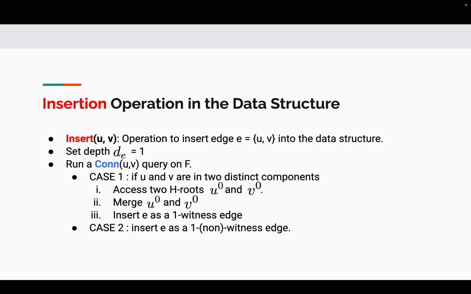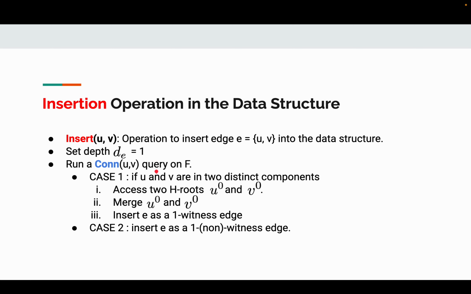Next, we need to check if the edge connects two separate components in the graph. How should we check it? We just make a connectivity query over the maximum spanning tree, or maximum spanning forest, which will answer whether u and v are in separate components or not.